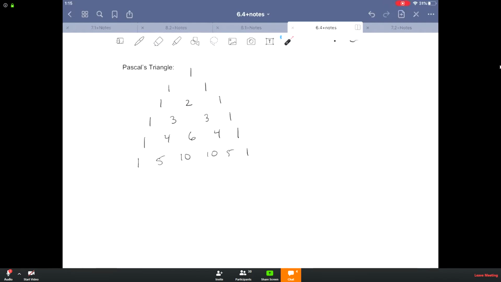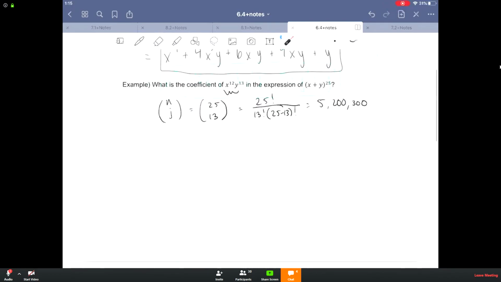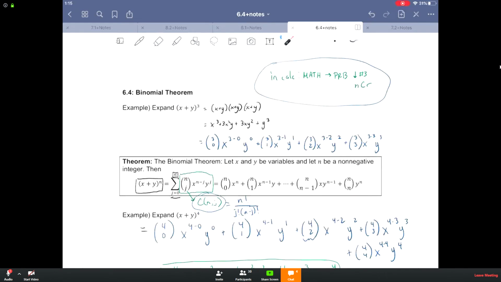But this line right here, we actually did that today, right? The 1 3 3 1, that was this one here, right? The coefficients of this 1 3 3 1.